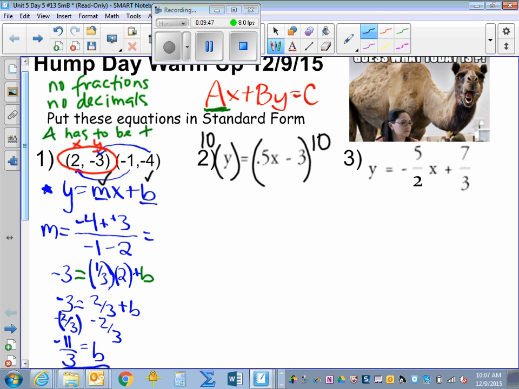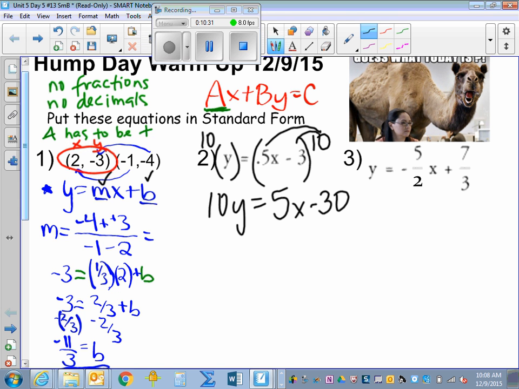Good job. All right, what do I have to do with that? You got to distribute. Good. On your calculator, multiply 10 times 0.5. What do we get? 5. Good. So 5x, and what's negative 3 times 10? Negative 30. So minus 30.